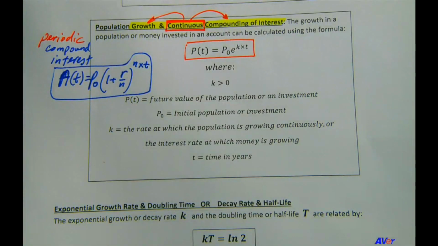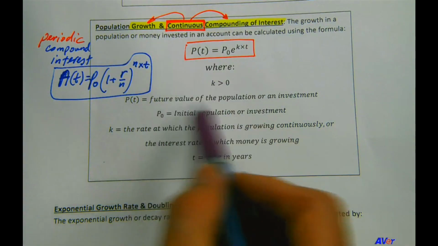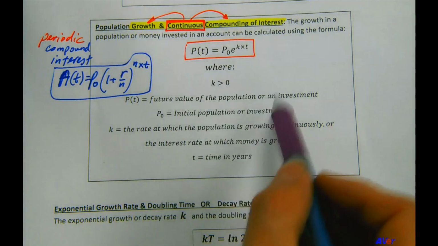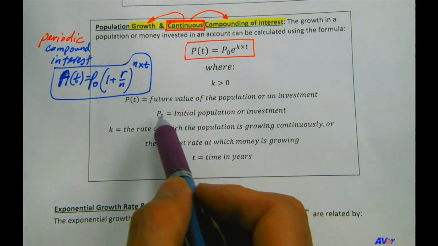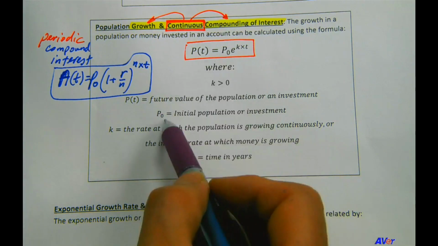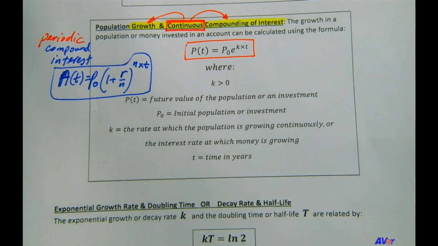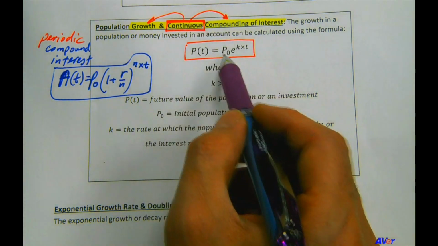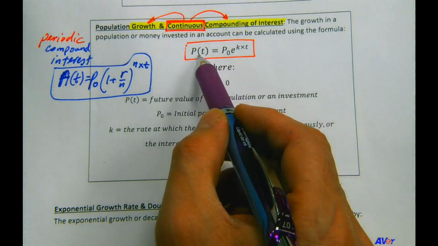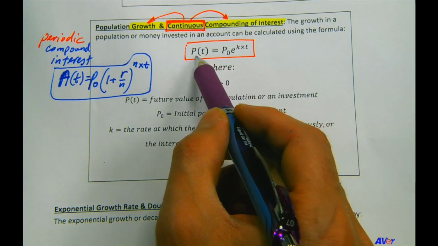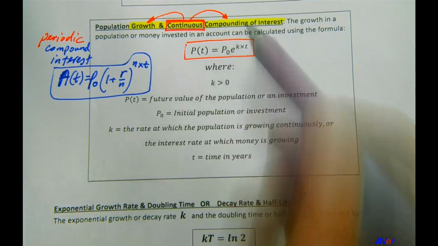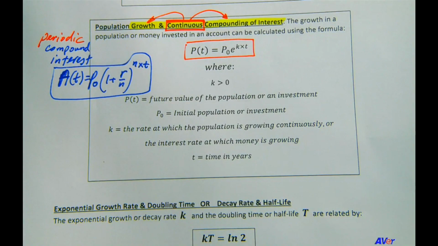Okay? So as far as definition of these variables, the P of t is the future value of the population or an investment. P naught, or P0, is the initial population or investment. So given some initial investment or initial population, we can predict based on this model or equation the future value of an account or the future population, if the population or the investment is experiencing an exponential growth.